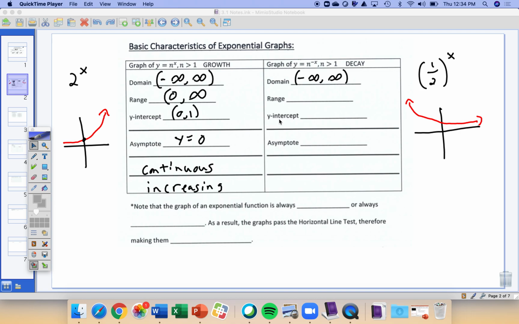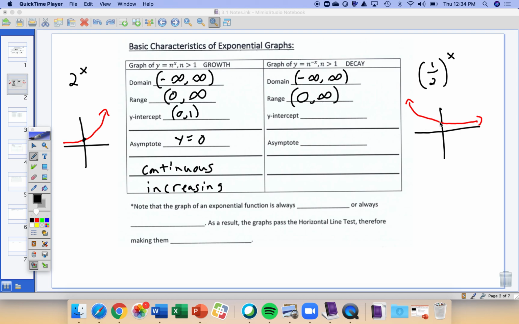And I was talking about exponential decaying functions, and we were looking at the domain and now the range. The range of an exponential decaying function is the same as the range of an exponential growth function because it still goes from 0, which is the horizontal asymptote, up to infinity. So it is 0 all the way to infinity.